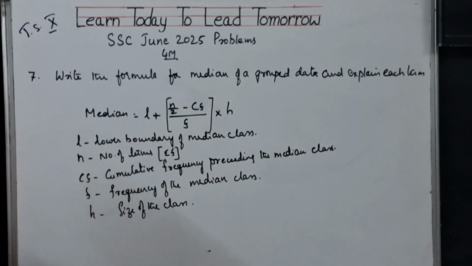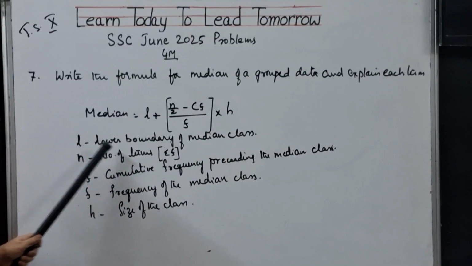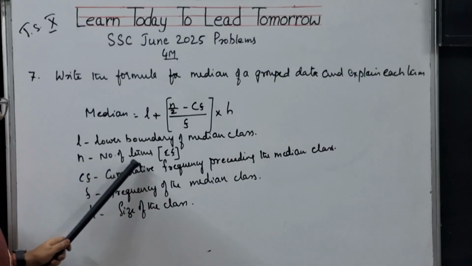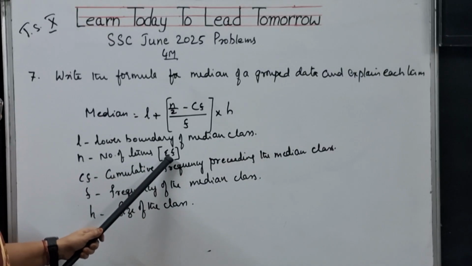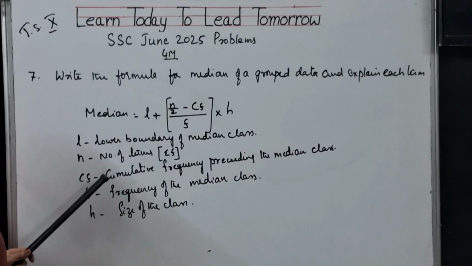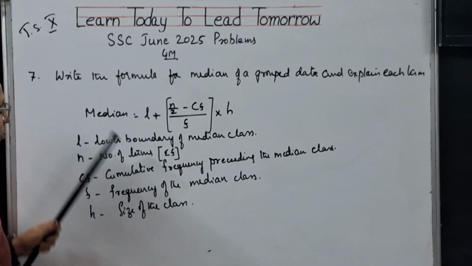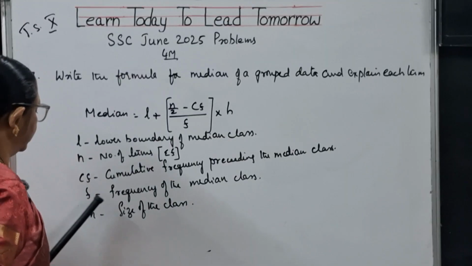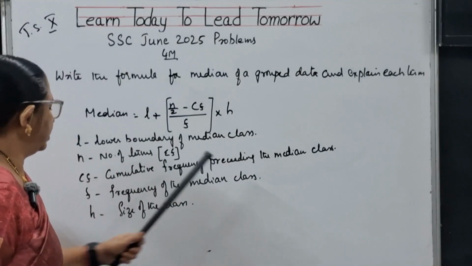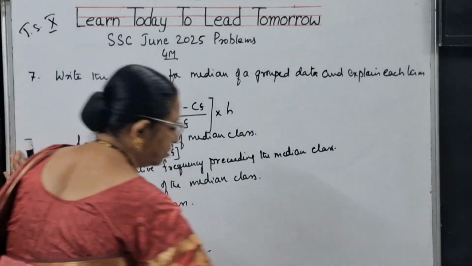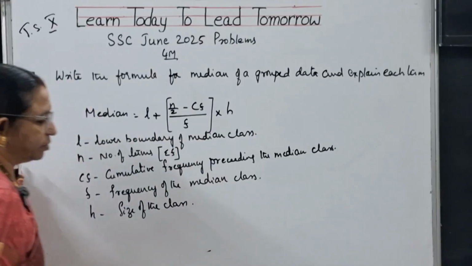So these are the various terminologies, children. L is the lower boundary of the median class. Don't forget to write this, median class, or you will lose marks. N is the number of terms, which means sigma f. Cf is the cumulative frequency preceding the median class. f is the frequency of the median class. h is the size of the class. So this is the answer for this problem, children. Please note it down.